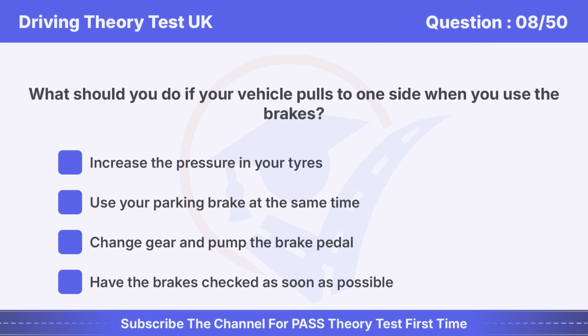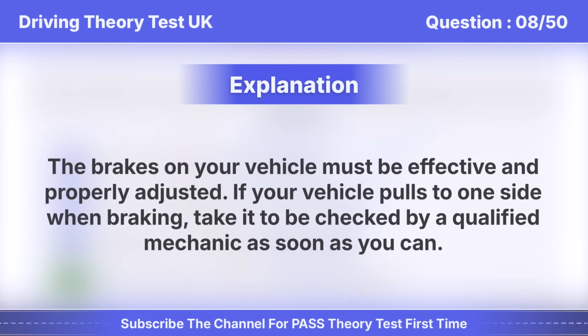Question 8. What should you do if your vehicle pulls to one side when you use the brakes? Answer is D. Have the brakes checked as soon as possible. The brakes on your vehicle must be effective and properly adjusted. If your vehicle pulls to one side when braking, take it to be checked by a qualified mechanic as soon as you can.